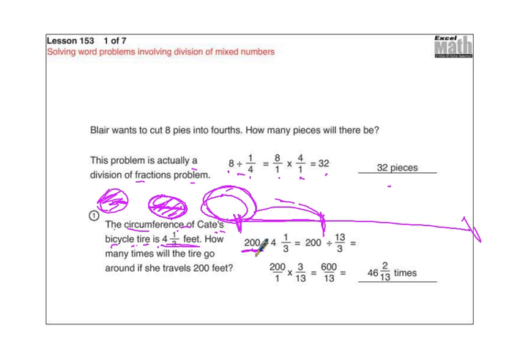I'm taking the 200 feet and dividing it by 4 1/3. How do I do that? I change it to 200 over 1 divided by 13/3, which means 4 1/3 is being converted into an improper fraction, right? And then I have to flip and multiply. Flip the 13/3, get 6 over 13, and 13 goes into 46 6 times, remainder 2. 46 2/13 times around, as it's on its way to that 200 feet.